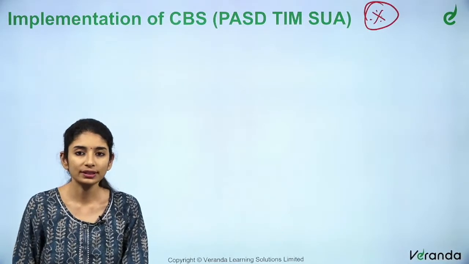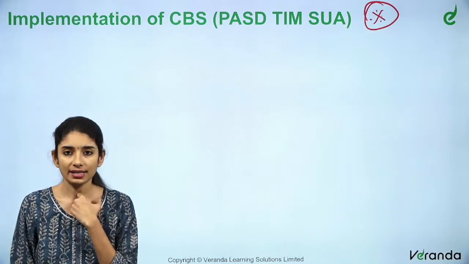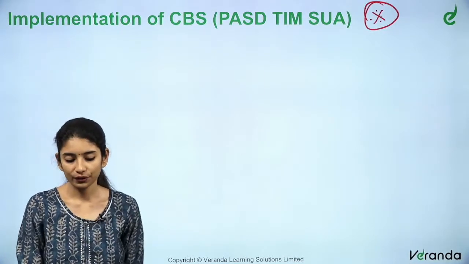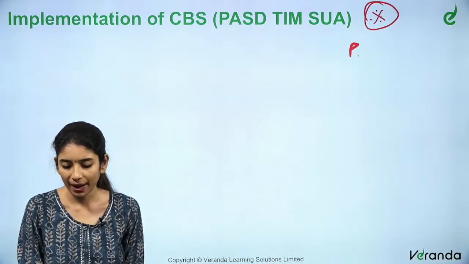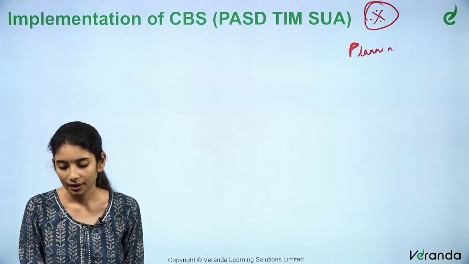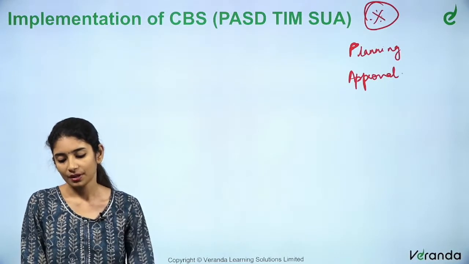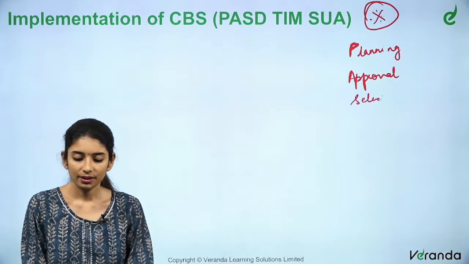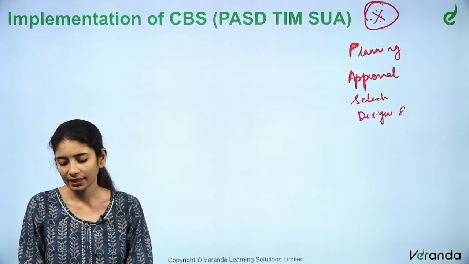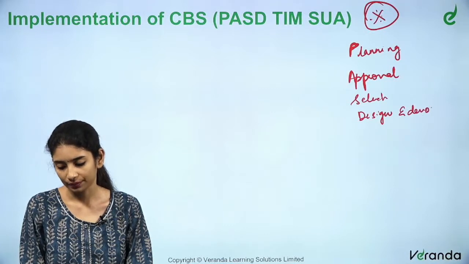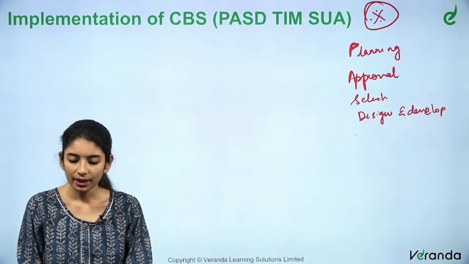The code word for this is PASD, PAST TIM SUA. That's the code word for this. Now P stands for planning. I need to plan, get approval, selection, design and develop or procure. I need to make it in-house or I need to procure.